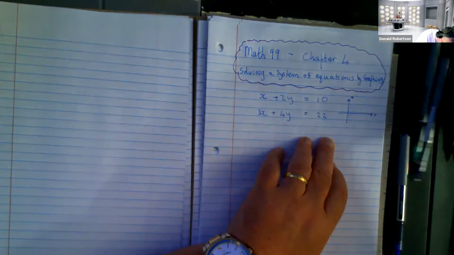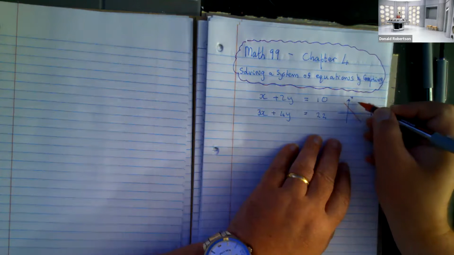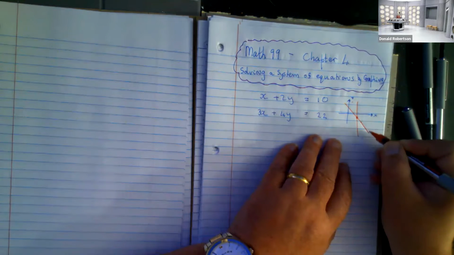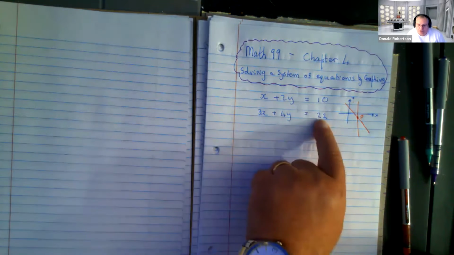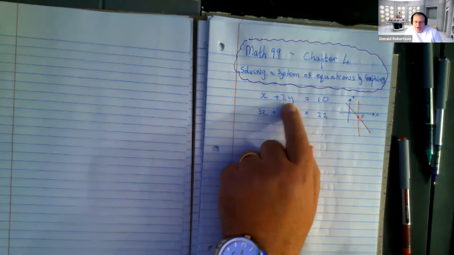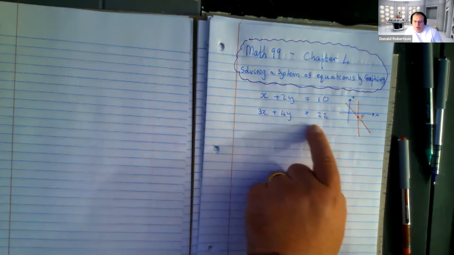But if you can imagine that maybe the first line looks something like this, and perhaps the second line looks something like that, the two lines will cross, if you're lucky at least, at a single point. And that point is the only place where this is true and at the same time this is true. So when we're solving a system of equations, we're trying to find a unique value for x and y, such that x plus 2y is 10 and 3x plus 4y is 22.